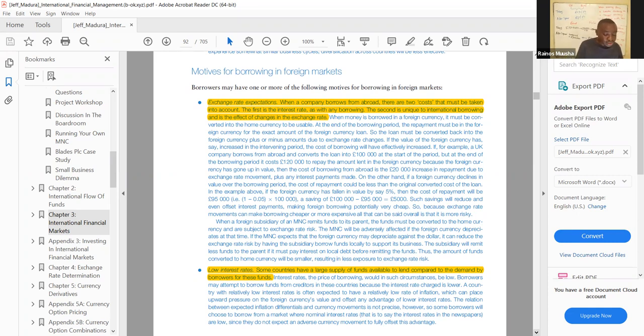Are we on the same page when it comes to exchange rate expectations? Any questions?